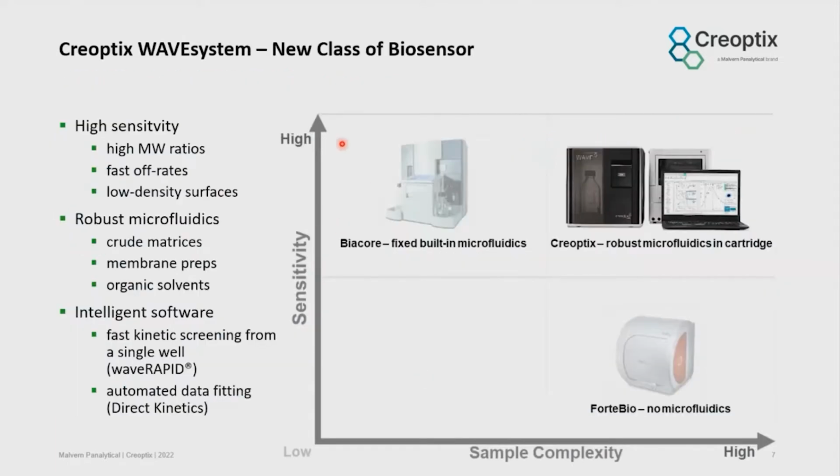How we really position the instrument within the market is occupying this top right space in this graph here. So we have superior sensitivity in the market, but we also have the ability to run very complex samples. And when we talk about complex samples, they could be crude analyte preparations where you have unpurified compounds, but they can also be crude membrane preps or human serum or plasma in the buffer. So on this slide, we'd like to highlight the high sensitivity, our robust microfluidics, and our intelligent software. So we really occupy this unique space in this plot.